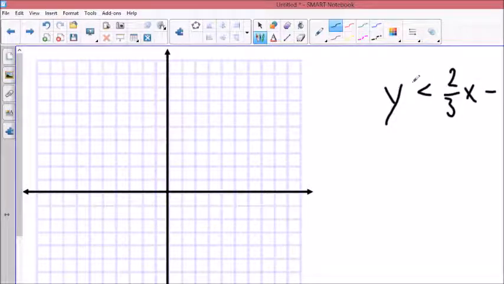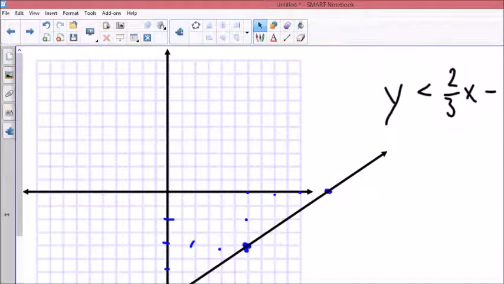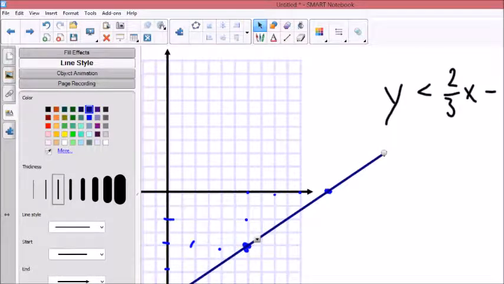The first thing I'm going to do is just like I would in terms of graphing a linear equation instead of an inequality. We're going to start at the y-intercept. Let's say 1, 2, 3, 4. Y equals negative 4. And the slope tells us to walk up 2 and over 3 to get to another point on the line. Then we can connect the dots. And there's our equation of our line.